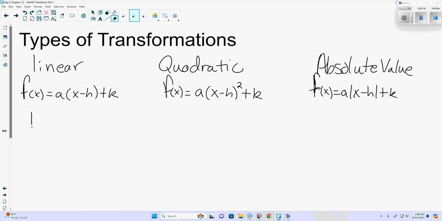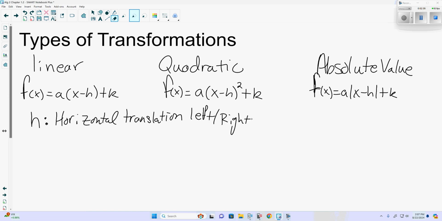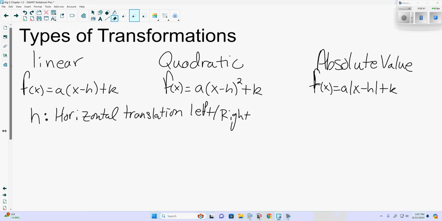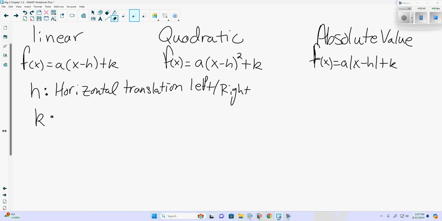Our h is our horizontal translation. It is our left or right movement. It's how far the function is going to move to the left or move to the right. Our k is our vertical translation. It is our up and down.